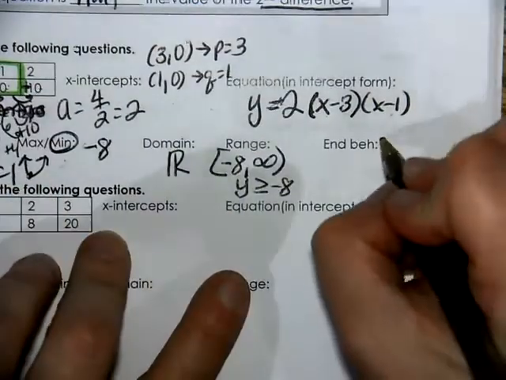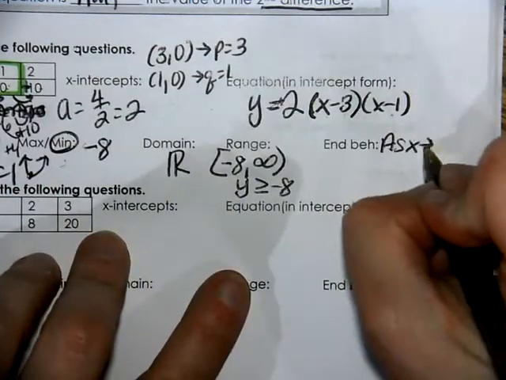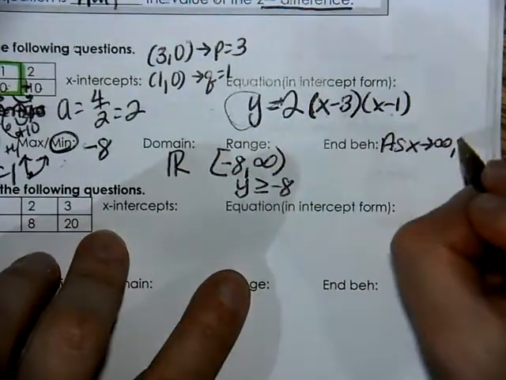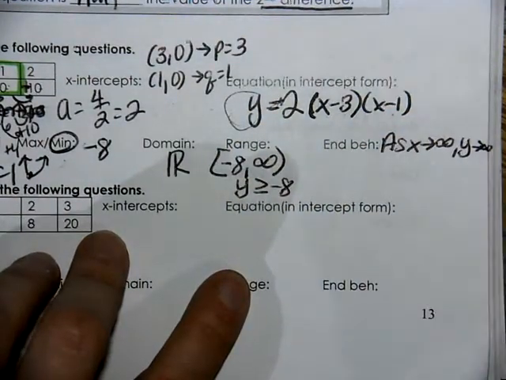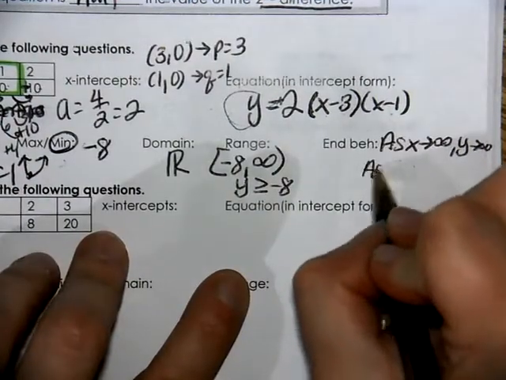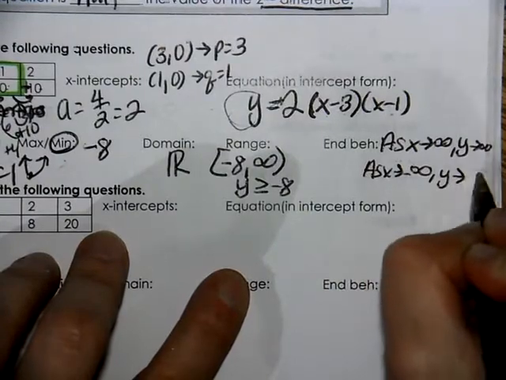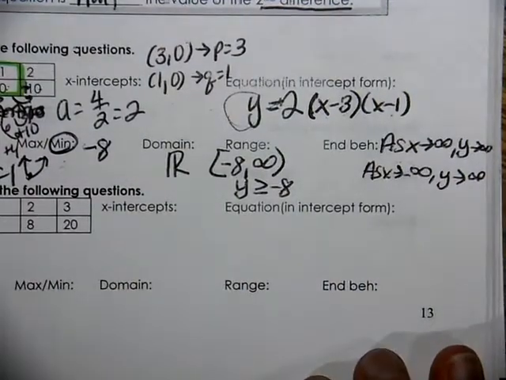My end behavior, because it's pointing up, is as x approaches positive infinity, y, which is what I called it, is approaching positive infinity. And as x approaches negative infinity, y approaches positive infinity as well.